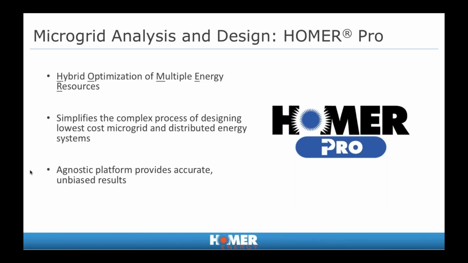Let's talk a little bit about our flagship product, HOMER Pro. Before we do that, let's talk about the word HOMER itself. It's actually an acronym. It stands for Hybrid Optimization of Multiple Energy Resources. And HOMER Pro is our client-side application that simplifies the complex process of designing lowest cost microgrid and distributed energy systems. One thing that we're really proud of with HOMER Pro is that we've remained an agnostic platform, providing accurate and unbiased results. We work with so many component manufacturers, and we work really hard to represent the performance of their components accurately.